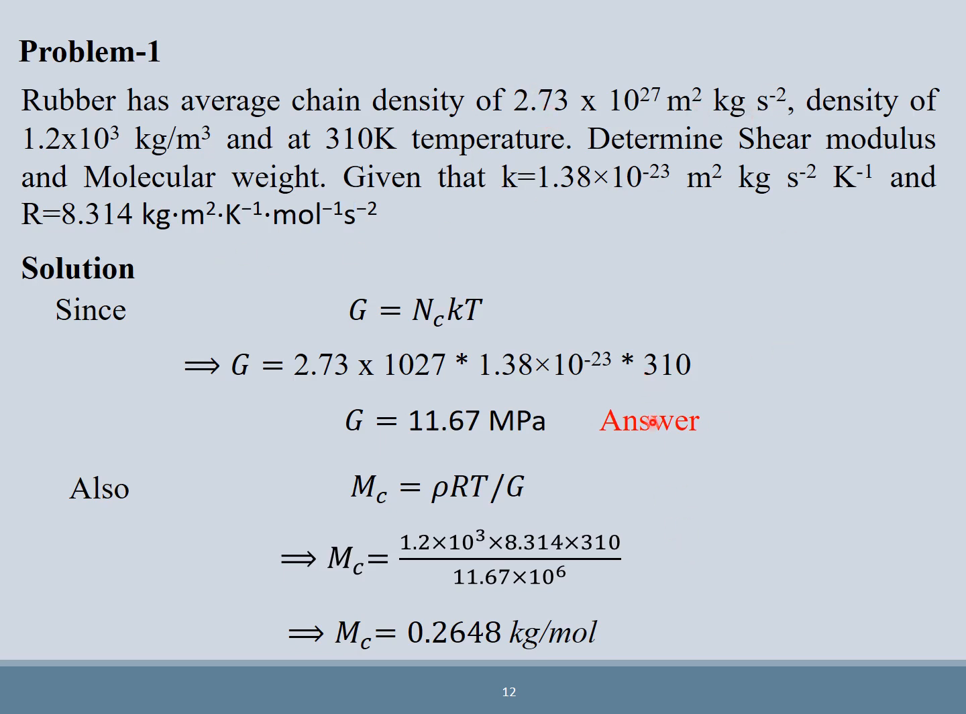So I hope you understand these two numericals, for G and NC, and I hope you can determine these properties if NC is given to you, and density is given, and temperature is given, and K and R are the general constants.